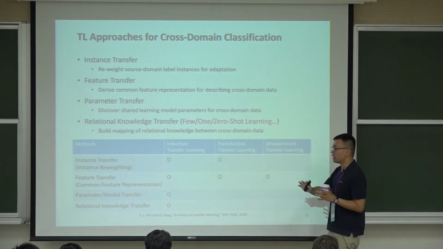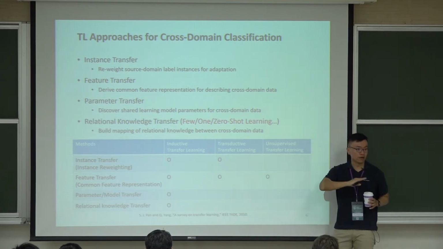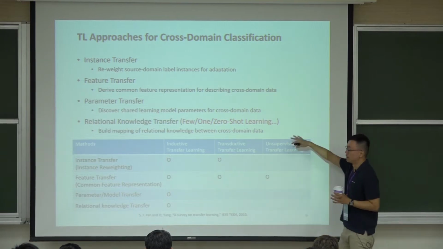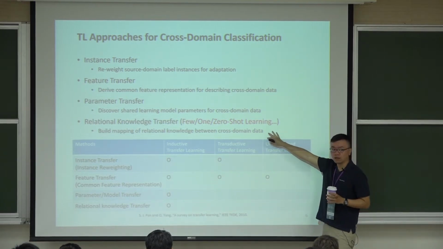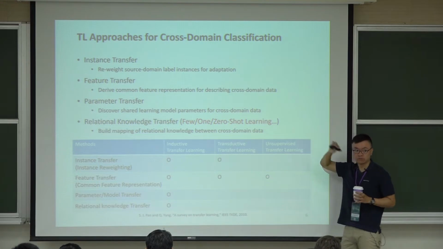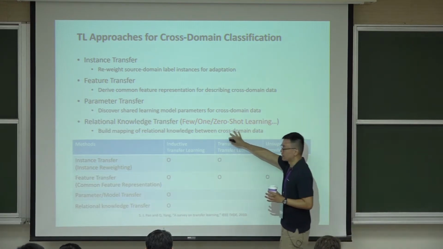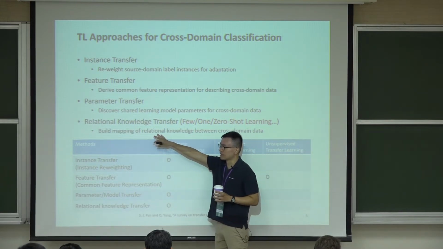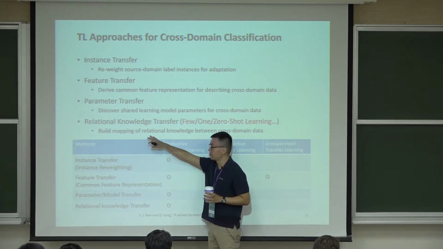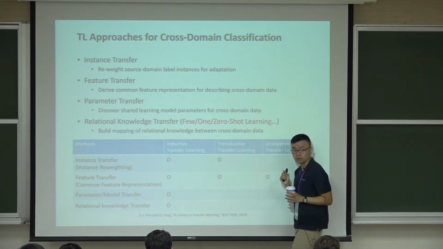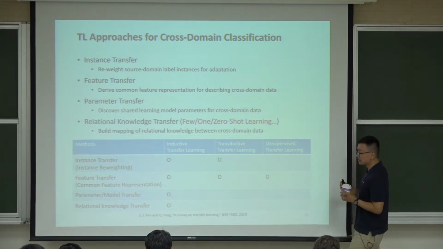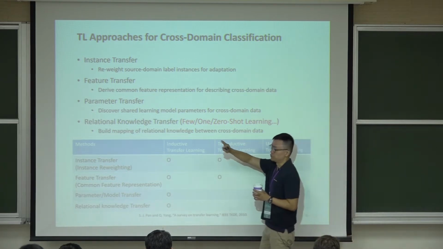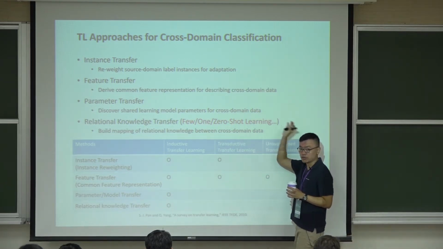Can we gradually adjust the model so that it would fit our target domain data, which is considered parameter transfer. Another thing which is catching people's attention recently is the learning of the classification model based on some prior knowledge, based on some relation which you observed from your data. That is particularly interesting and helpful when you need to do few-shot learning, one-shot learning, and zero-shot learning.